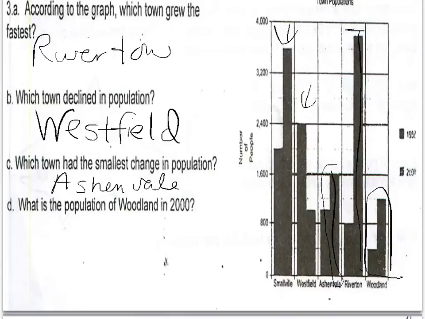Okay. And the next question says, what is the population of Woodland in 2000? And so all I have to do is go across. And if you notice, it falls between 800 and 1600, and the difference between them is 800, and halfway would be 400. So 800 plus 400 is 1200. So approximate population of Woodland is 1200. Okay, I hope this is helping.